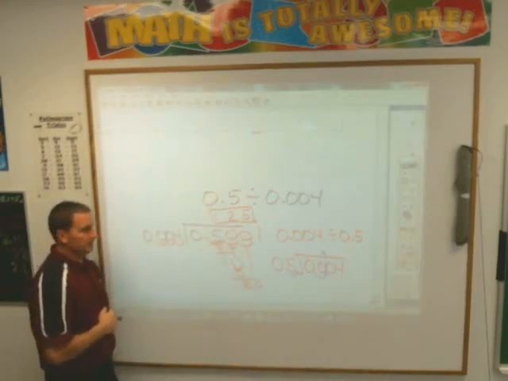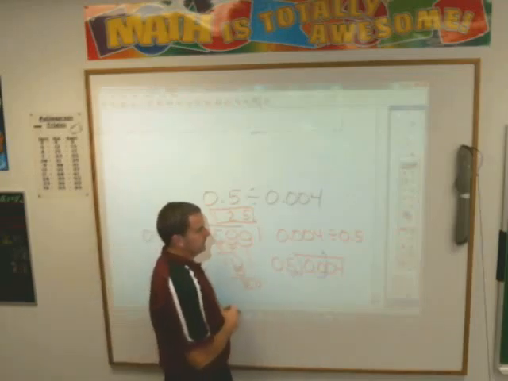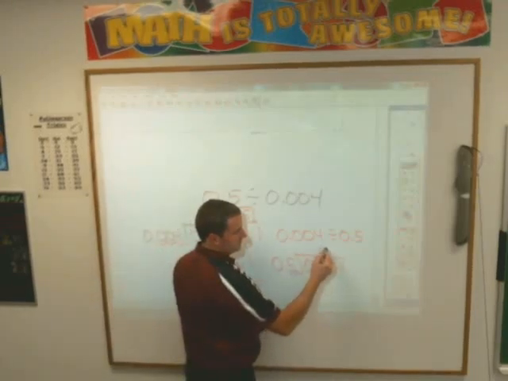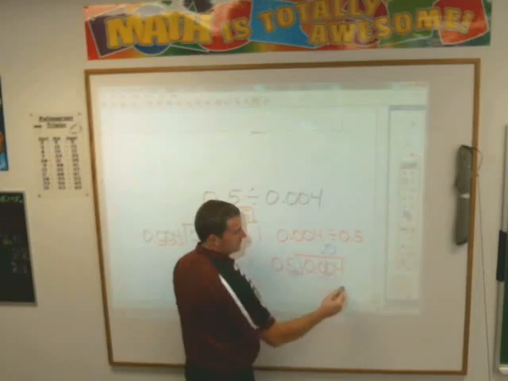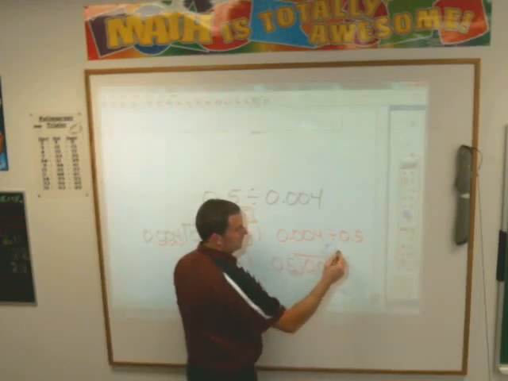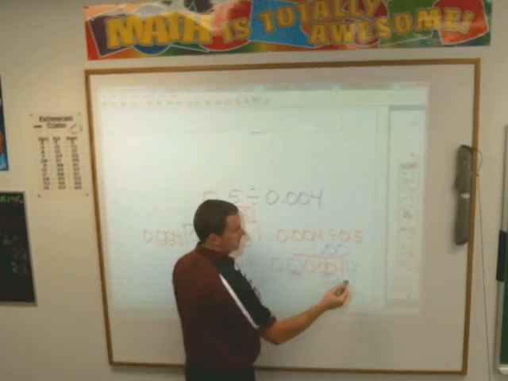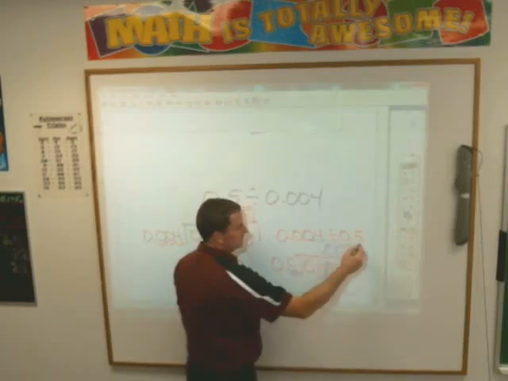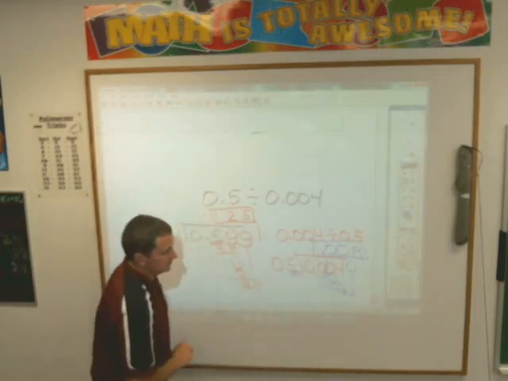We ended up with, Sammy? 0.008. I believe so. 5 doesn't go into 0, so you have to put a 0 up there. 5 doesn't go into 4 after you bring it down, so you put another 0. Keep adding zeros till it works out. 5 goes into 40, 8 times, so 0.008.